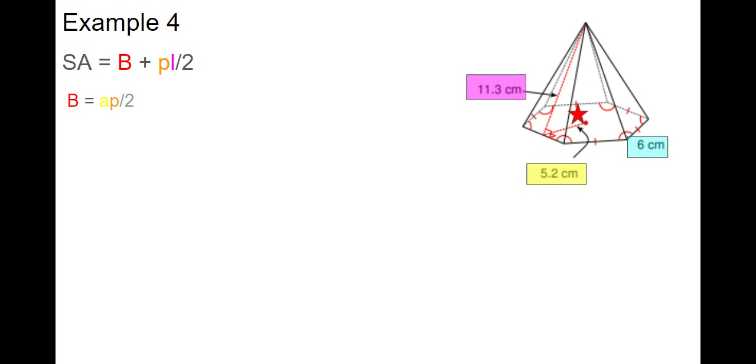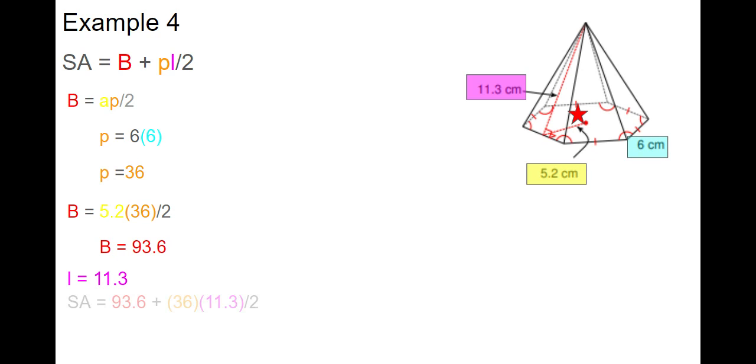So our base area is just apothem times perimeter divided by 2. So we have 5.2 for our apothem, and then our perimeter is 6 times 6 because we have a hexagon and each side is 6. So our base area is the apothem, which is 5.2, times the perimeter, which is 36, and then we divide by 2. And then our slant height's 11.3. So then putting it in our entire formula, we have our base area plus our perimeter times the slant height divided by 2, and we end up with 297 centimeters squared.